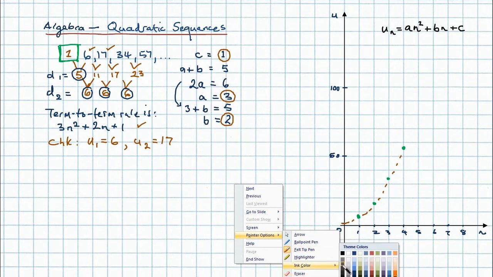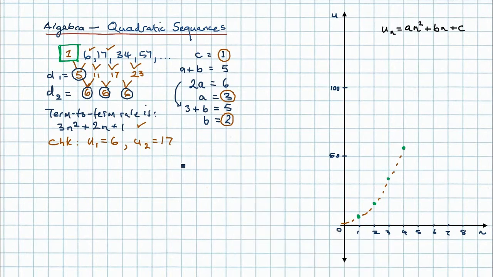Okay, good. Now, that might be all that you're asked to do, but many questions will either give you the term-to-term rule, or if you don't have the term-to-term rule, you derive it, it will then ask you what is the nth term. So, for example, it might say, what is the 8th term here? Or, shall we say the 7th term? So what is the 7th term in the sequence? Something like that.